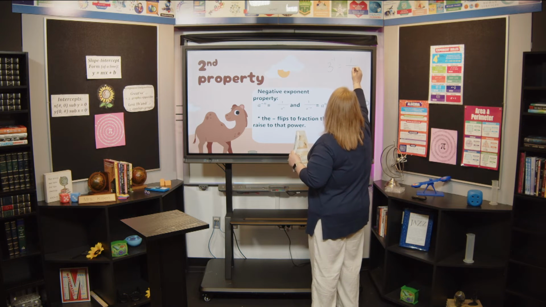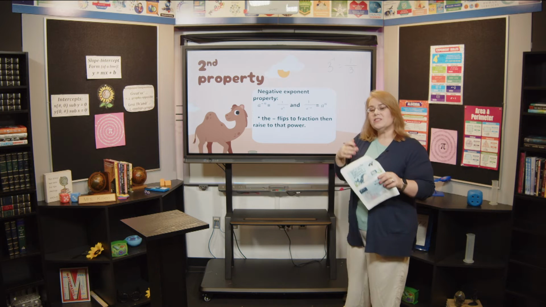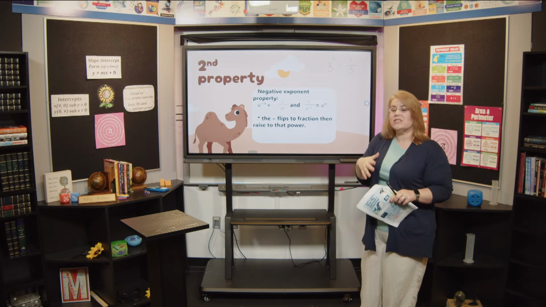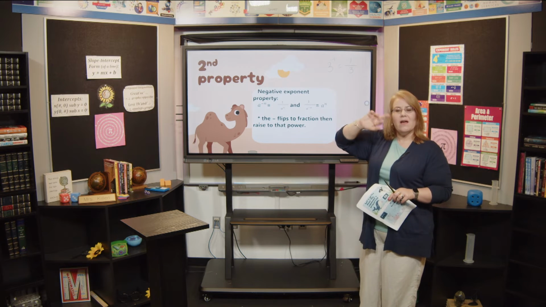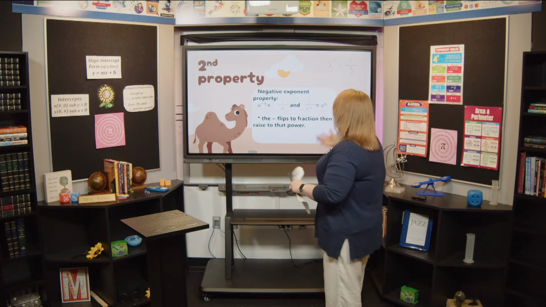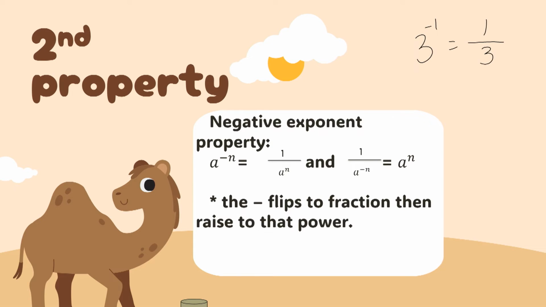3 to the 1 is itself. So that's what that looks like. Now, if I have 1 over a base with a negative power, it's going to come back just like when we had a base and an exponent. It's just not going to have that negative. So it kind of flips itself. The negative flips the fraction, then raises to the power. That's exactly what we said.